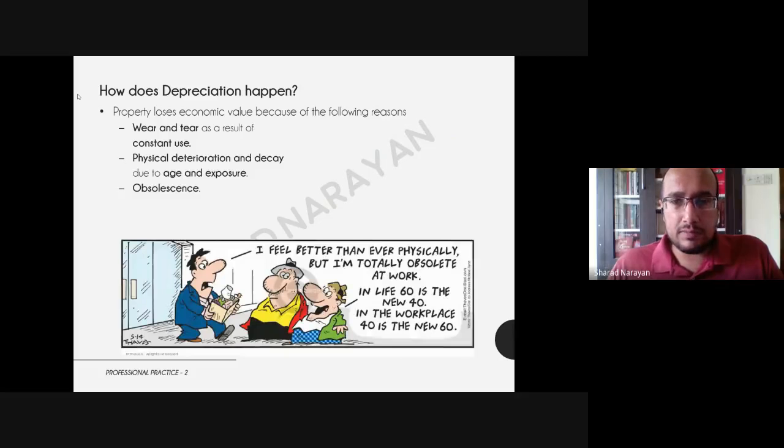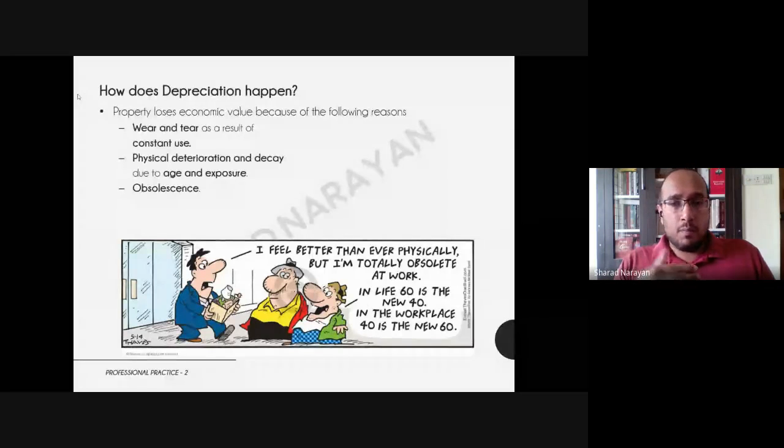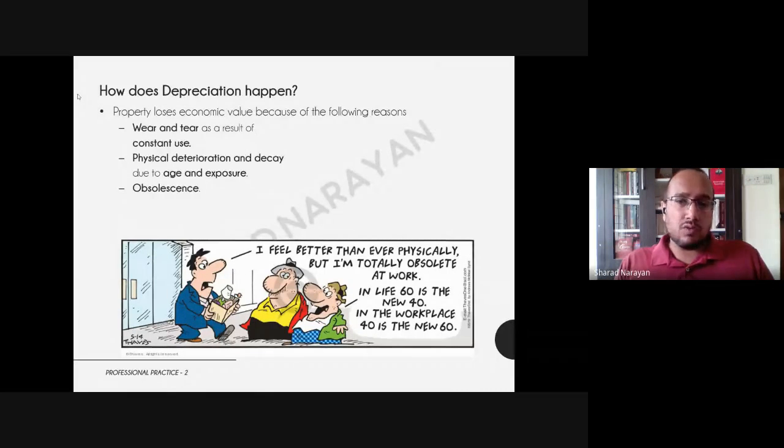Then obsolescence. Obsolescence we've already talked about. This is a simple cartoon to try and explain what obsolescence is. In life, 60 is the new 40, and in the workplace, 40 is the new 60. So the older you become at a workplace, the more obsolete you become. It's no longer a given guarantee that the more experienced you are, the better your chances at your workplace are going to be.